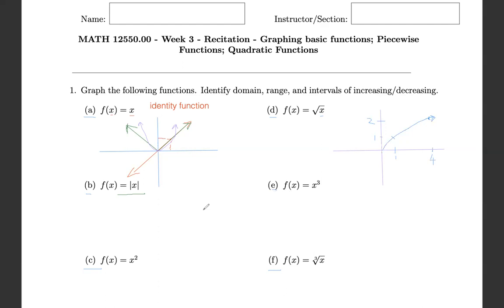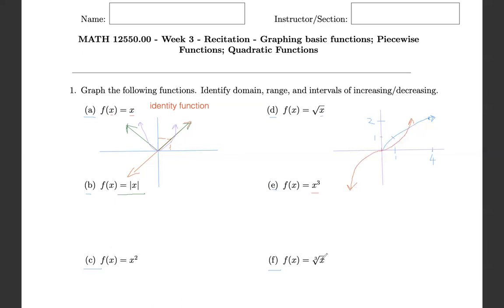Then x cube, let me graph with red color. X cube goes through the first quadrant and the third quadrant. It wiggles at the third quadrant. Or we could see it's symmetric with the origin. So this is the x cube. Right? If we want, we can also graph a couple points.